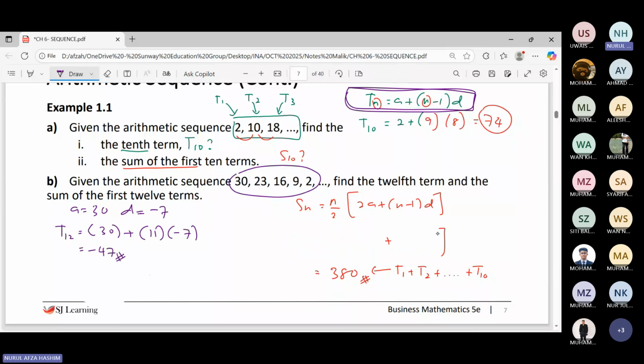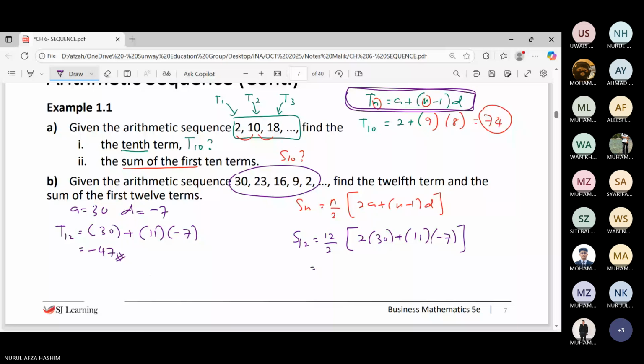-47. Now how about Sn? Using the same formula here. As 12, it's going to be 12 over 2. 2 multiplied by 30 plus 11 multiplied by -7. How much going to be? -102, madam. Betul. Okay.